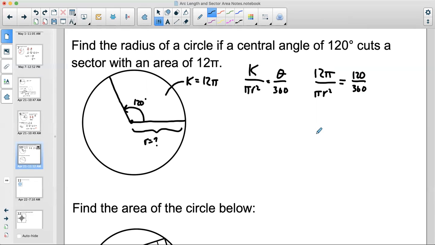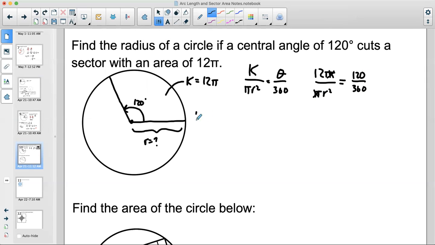It's kind of caught up in a bunch of different things. It's on the bottom this time and it squares, so there's going to be a little more work to get to it, but I can do a lot of simplifying before I get there, which will make this a lot easier. One thing I can do is cross off the pi's on the top and bottom. Pi divided by pi is 1, so those disappear. And I actually know that 120 goes into 360 three times. So 120 over 360 is really 1 over 3.